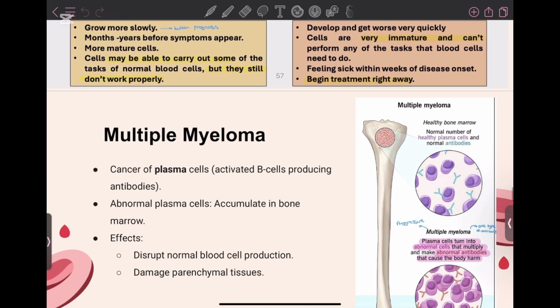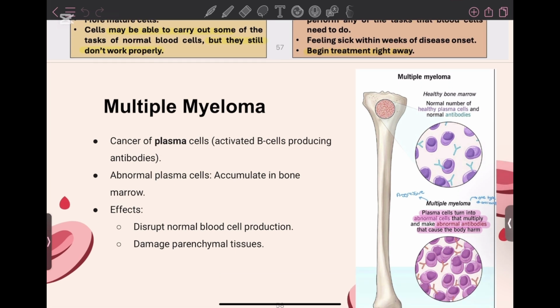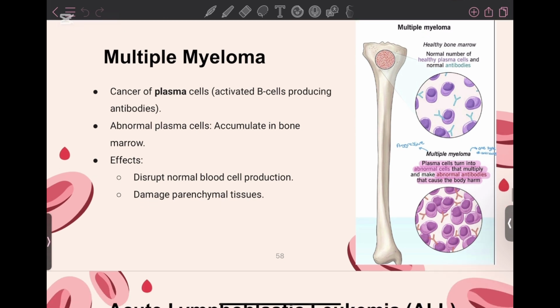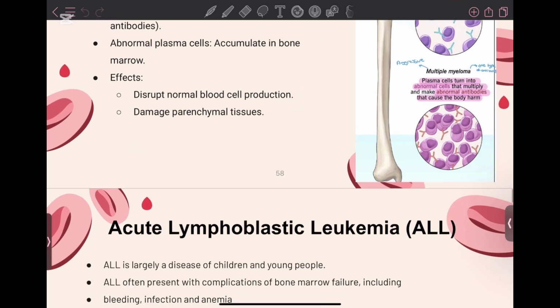So there's also this additional type known as multiple myeloma. Multiple myeloma is the cancer of plasma cells. You just have to keep this point in mind. Plasma cells meaning the activated mature B cells that start producing antibodies. Because before a B cell becomes mature, it's called a B cell. But after it becomes activated and starts producing antibodies, we call it plasma cells, and they abnormally accumulate in the bone marrow. This is going to result in disrupted normal blood cell production, and it's also going to result in the damage of the parenchymal tissue.